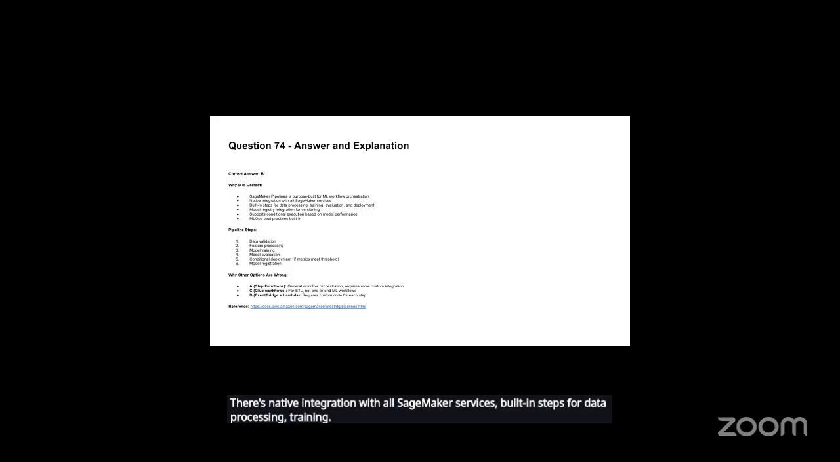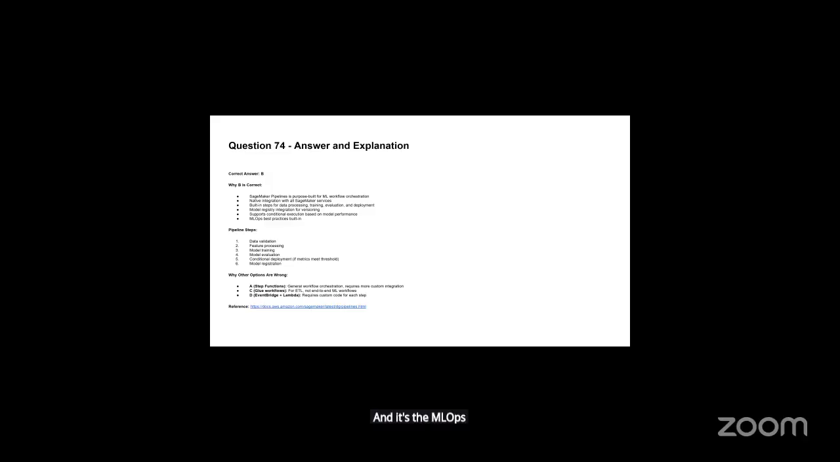SageMaker Pipelines is purpose-built for machine learning workflow orchestration. There's native integration with all SageMaker services, with built-in steps for data processing, training, evaluation, and deployment. Model Registry is integrated for versioning. It supports conditional execution based on model performance, and MLOps best practices are built in.